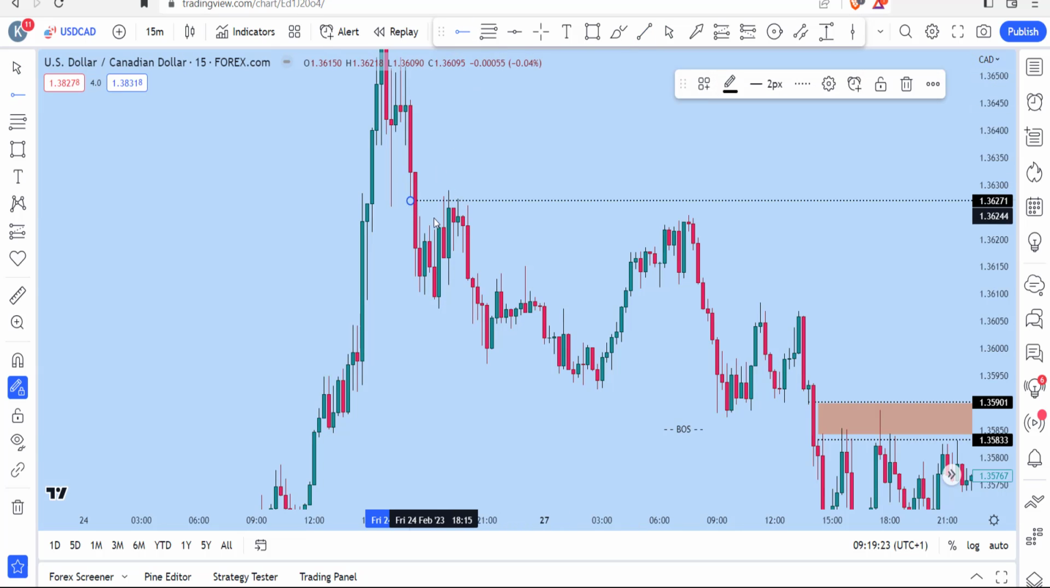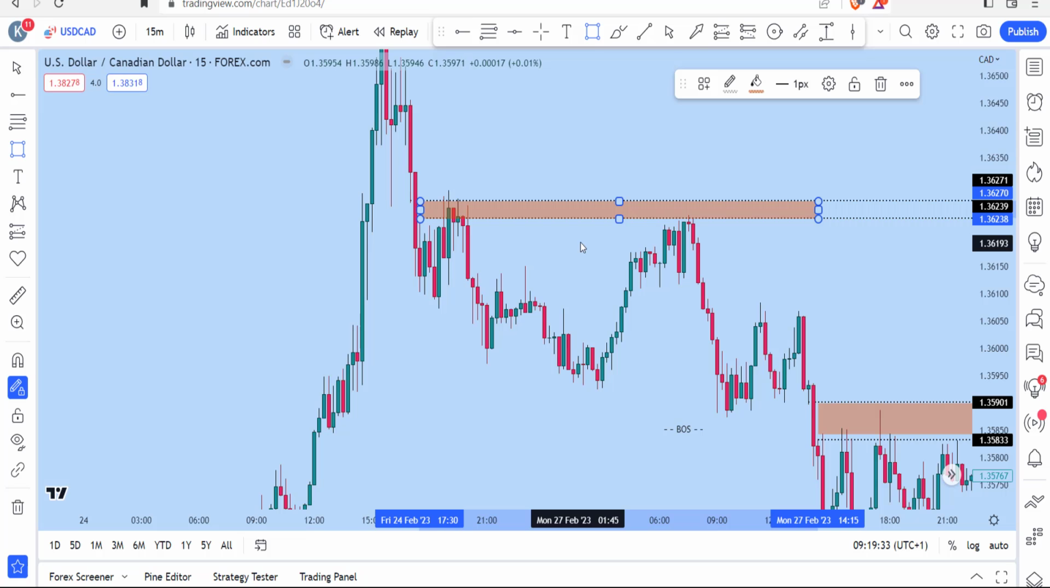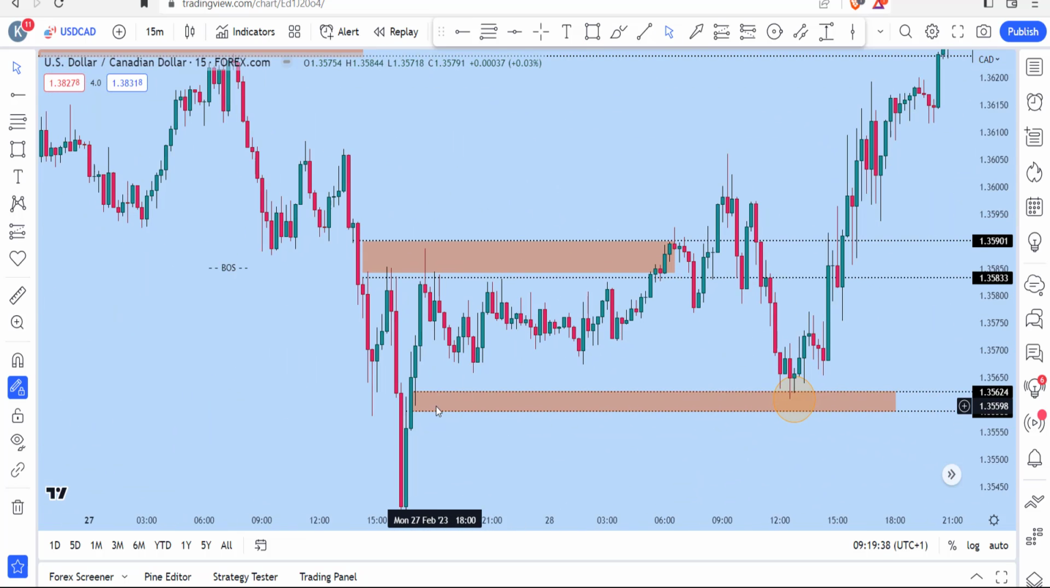Can you see the difference between this and this? So price came back and filled it up. Can you see? Price came back and filled it up even in the future, here and here. So this is a conventional fair value gap, and then this is an implied fair value gap, okay, where you have a healthy price action.